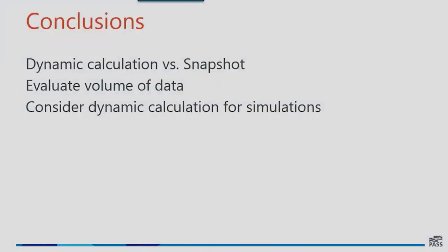So we have seen that we can have different calculations for the quantity on hand, a dynamic one and a static one. The static one is based on snapshots. You have to evaluate the volume of data that you have to make a choice between the 2 options. And the dynamic calculation of the inventory valuation could be very, very useful for simulations.